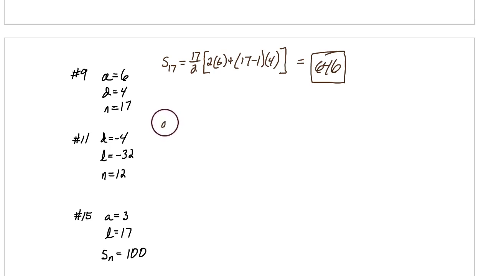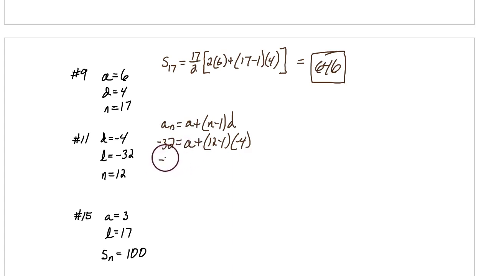Let's start by using the formula for the nth term of an arithmetic series. It's a sub n equals a plus n minus 1 times d. And since we know the last term is negative 32, and we know that there are 12 terms, that means that we know that a sub 12 is negative 32. So when n is 12, a sub 12 is negative 32. Now the only variable we don't know is a. Let's solve this out.